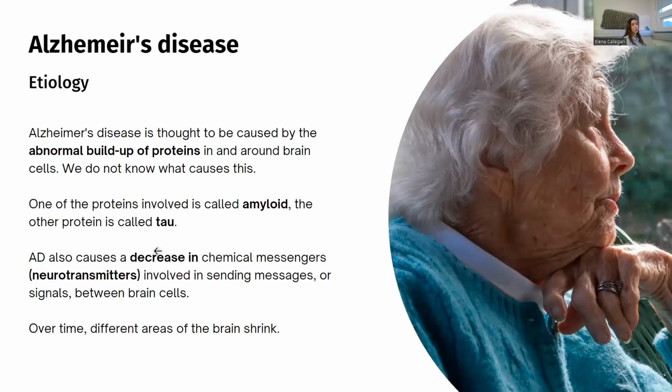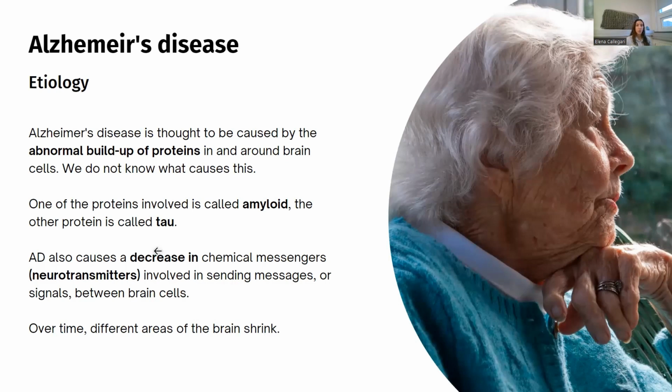What causes Alzheimer's disease? The short answer is that we don't know for sure. So we have some ideas, we have some suppositions, but it's clear that we don't really have the full picture of what is going on when somebody has Alzheimer's disease. So what we know so far, what we think so far, is that Alzheimer's disease is caused, or thought to be caused anyway, by an abnormal buildup of specific types of proteins in the brain.